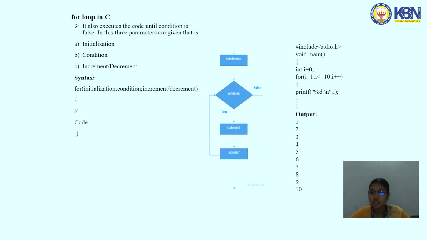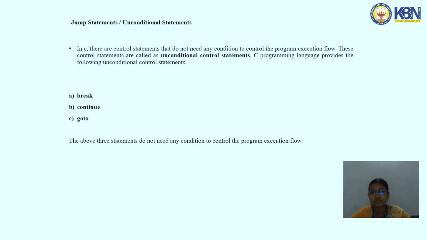10 is less than or equal to 10. The condition becomes true, so it will enter the loop. 10 is printed. Again the value will be incremented to 11. 11 is less than or equal to 10. The condition becomes false, so it will terminate the for loop.